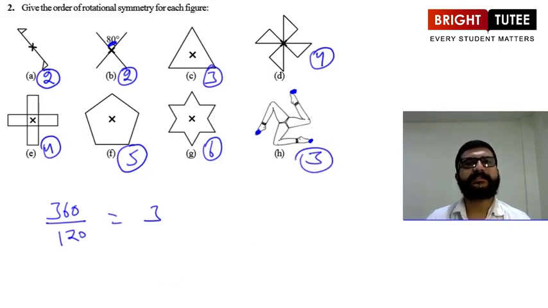So this is how we can check the order of rotational symmetry. What we can actually do is rotate the given figure, and see while completing the rotation of 360 degrees at how many positions we get exactly the same figure. That only will be the order of rotational symmetry for that particular figure.